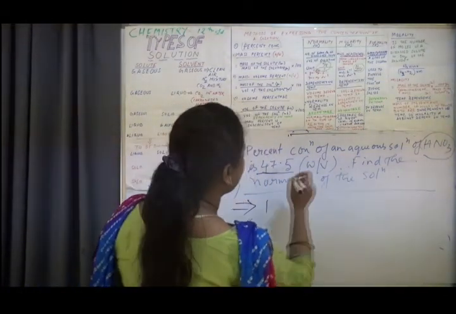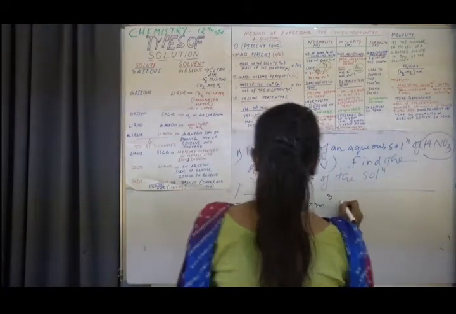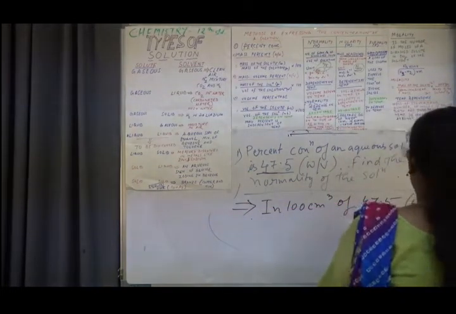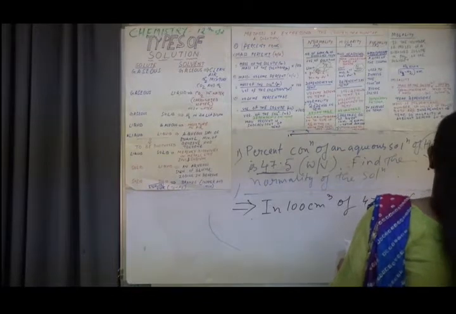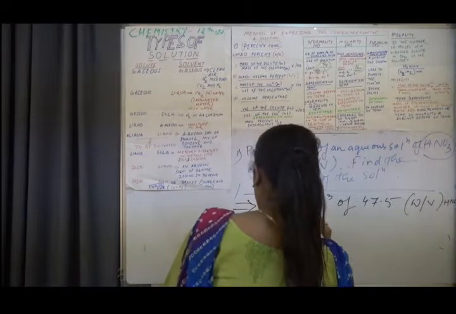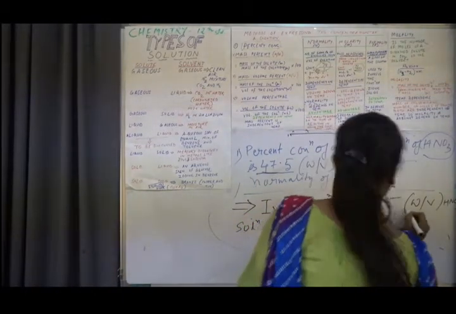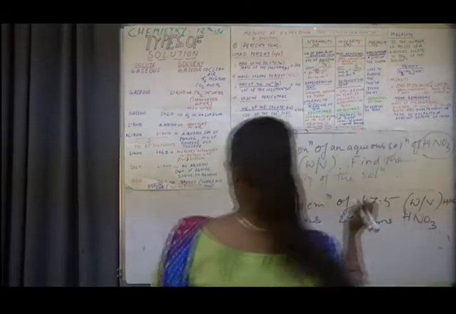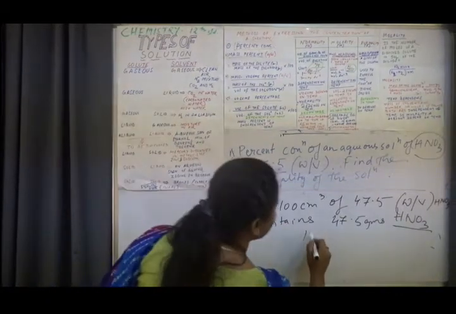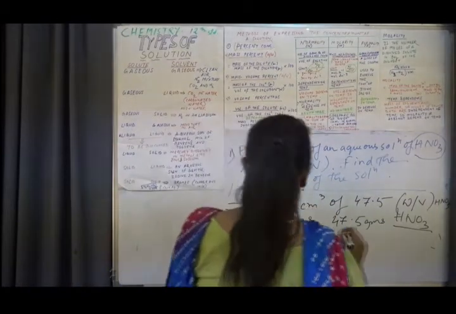So we can write down: in 100 centimeter cube of 47.5 W by B HNO3 solution contains 47.5 grams of HNO3. So we know that this is a monobasic acid. So what will be the molecular mass, gram molecular mass?